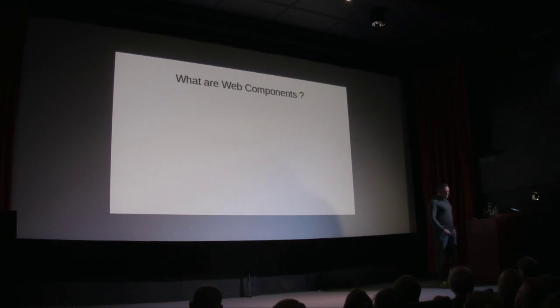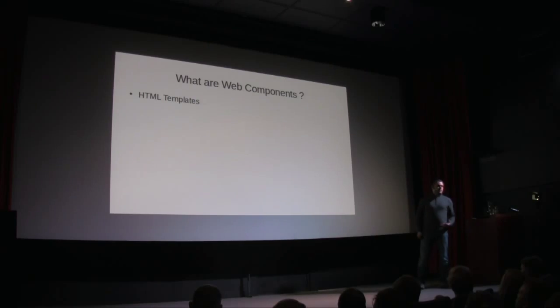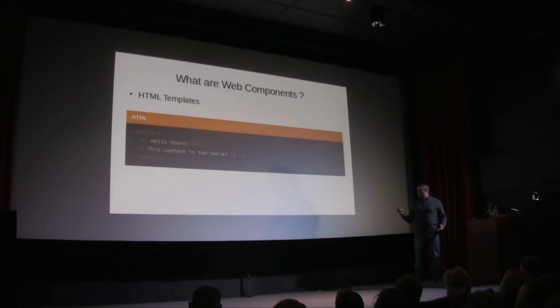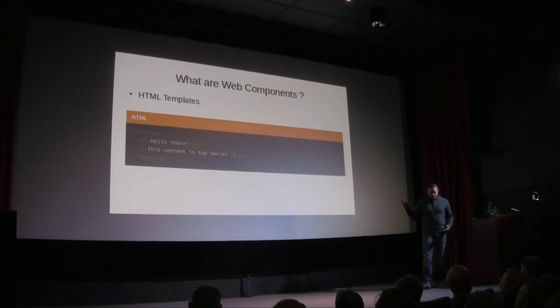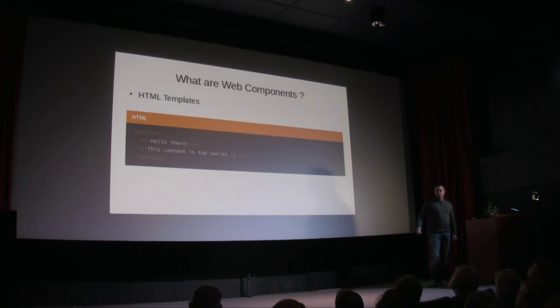Well, let's see what web components are. There are four main things. The first is templates. I took this from the CSS Tricks website. There's a good article about web components there, a good overview. This is the template example, one of the examples, and this is just an element.